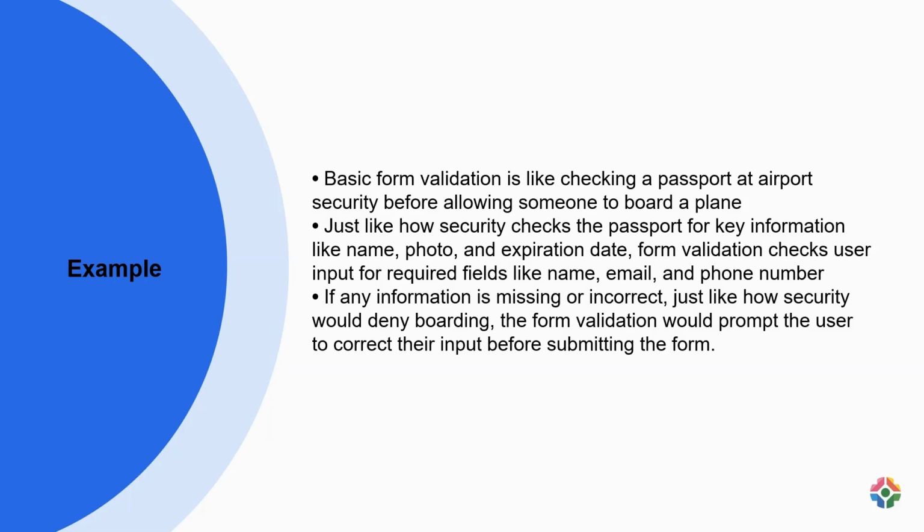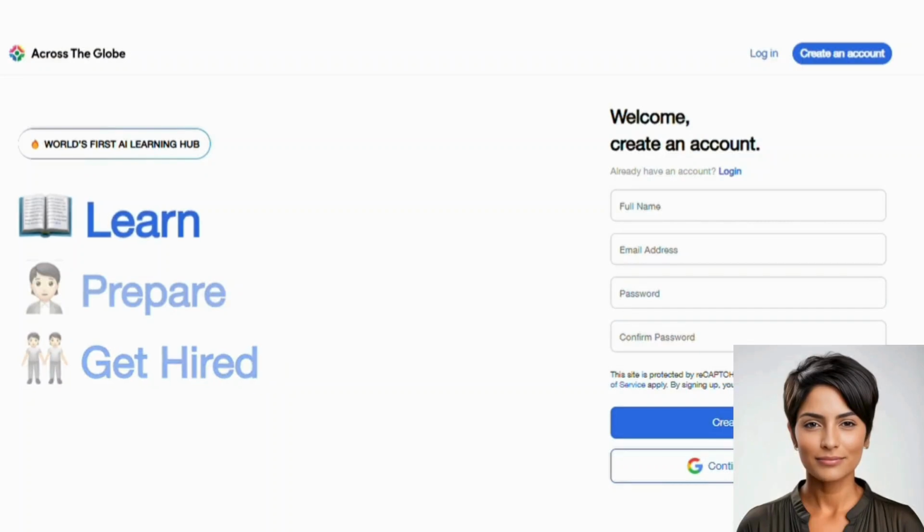Just like how security checks the passport for key information like name, photo, and expiration date, form validation checks user input for required fields like name, email, and phone number. If any information is missing or incorrect, just like how security would deny boarding, the form validation would prompt the user to correct their input before submitting the form.